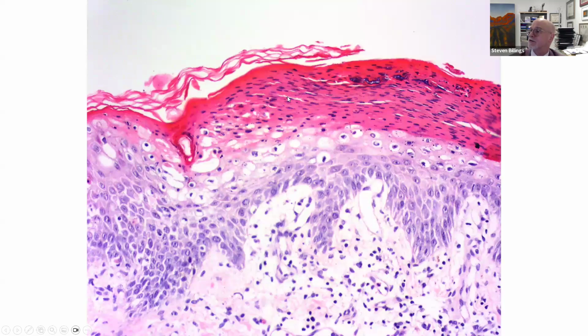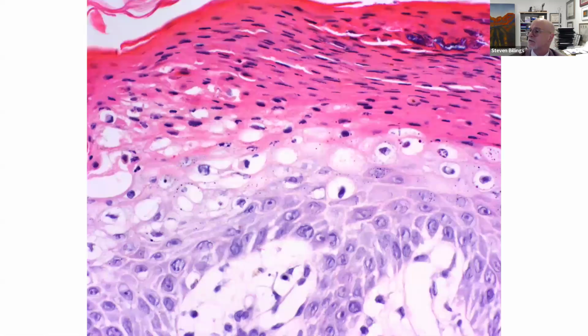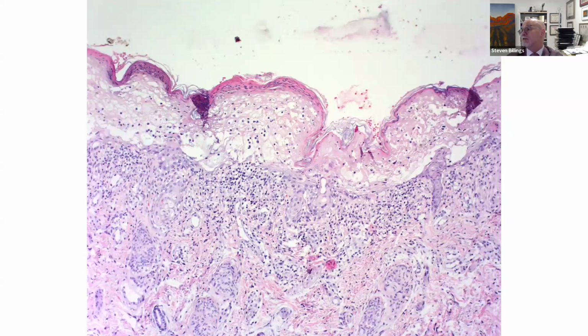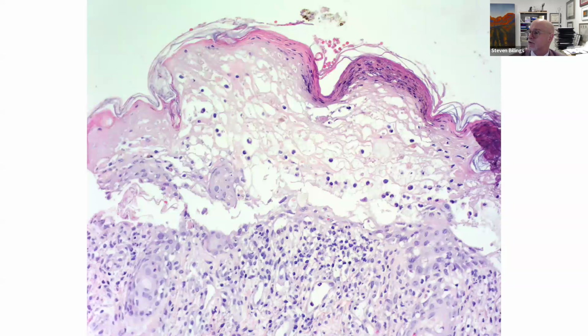Here is a higher power picture of the same, showing the parakeratosis and that vacuolar or ballooning degeneration of the keratinocytes in the upper part of the epidermis. Here is one more higher power picture of that. And this is a more advanced stage where you can see essentially complete necrosis of the epidermis, but you can still get a sense of that pallor or vacuolar degeneration of the keratinocytes in the upper part of the epidermis. Here is a higher power picture showing that.